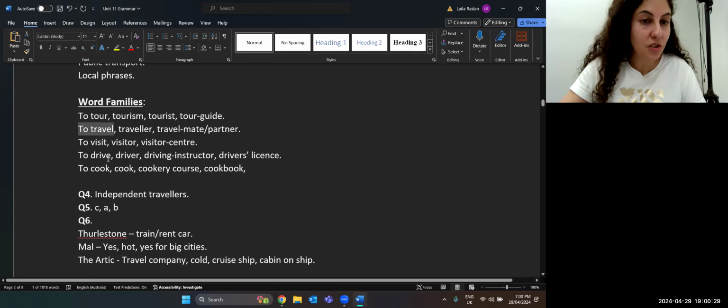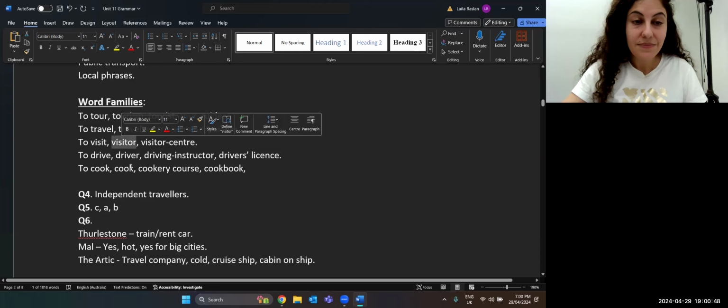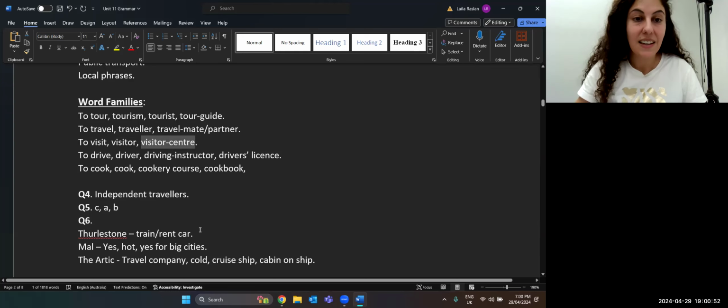The same as travel. So the action to travel. You have a traveler, that's a person that travels, and a travel mate or a travel partner, someone you travel with. To visit. A visitor is someone who comes to see something, and the visitor center. I go to the visitor center to get information.